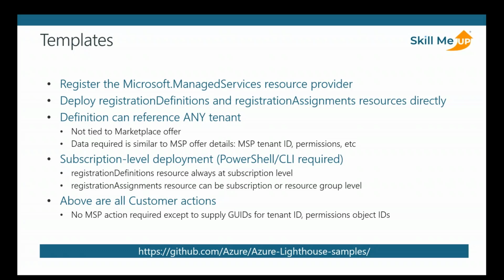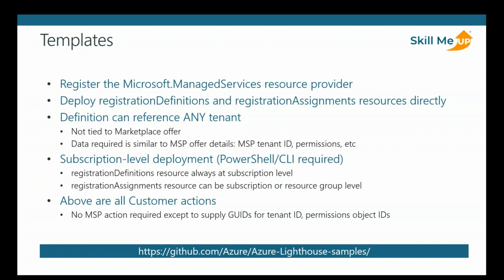And to grant permissions, you're going to need to know the GUIDs for the object IDs of some identity within their directory, either a user or a group or service principal or whatever it is, the entity that you're granting the permission to, and then you get to choose what roles you're granting. And this template with the registration definition and the registration assignments, these are deployed into the customer subscription, and it's a subscription level deployment. So, well, the definition is a subscription level deployment. The assignment may be subscription or may be resource group level, depending on what level of scope you're assigning permission to.